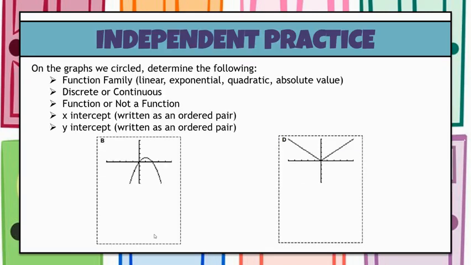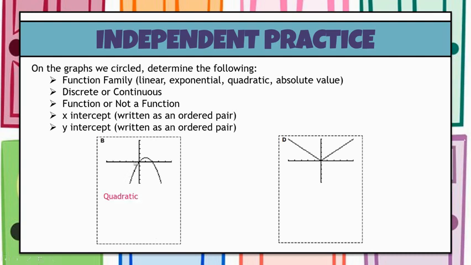Okay, what you are going to do for some independent practice, on the function activity, you are going to label the function family, state whether it's linear, exponential, quadratic, or absolute value. Tell me if it's discrete or continuous, if it's a function or not a function, and the x and y intercepts. So here I have a quadratic graph.